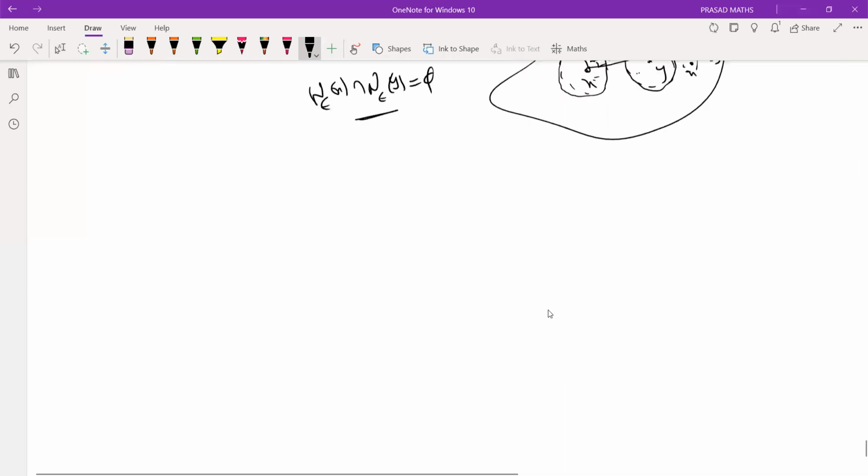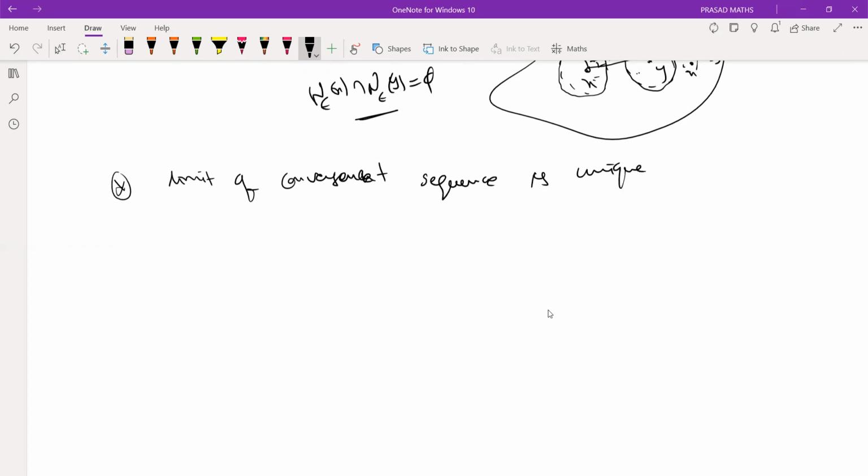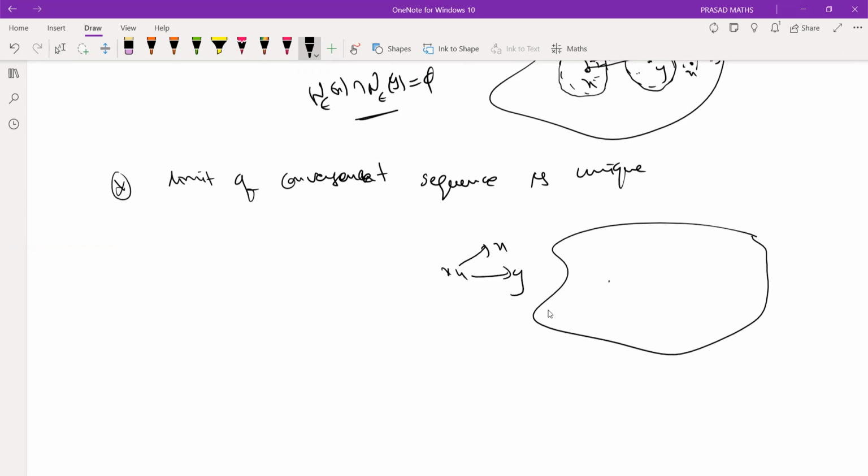So using this property, the limit of a convergent sequence is unique. The limit of a convergent sequence must be unique. Why? Suppose you assume that xn converges to x as well as y, where x and y are not equal.